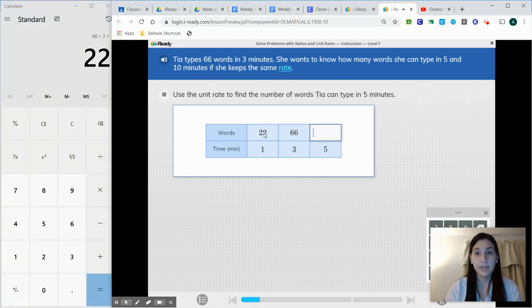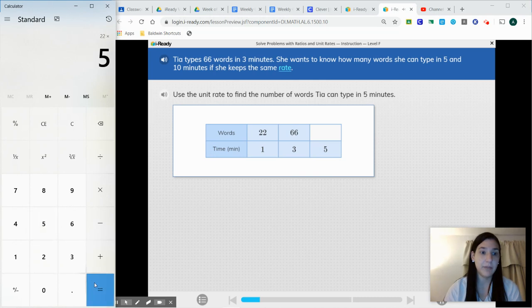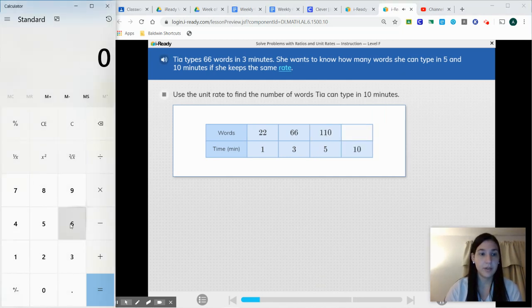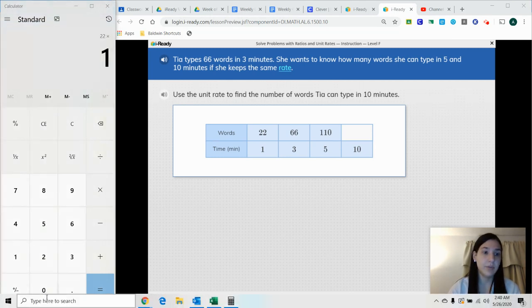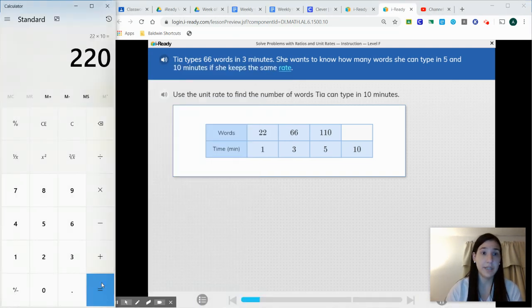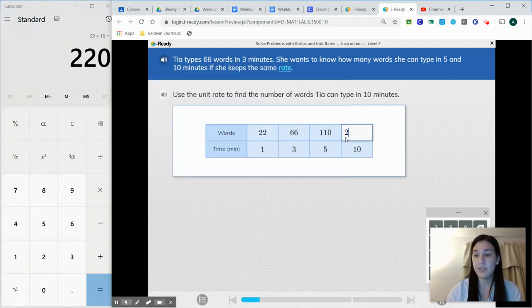Use the unit rate to find the number of words Tia can type in 5 minutes. And now we'll multiply our unit rate by 5 to see how many words she can type in 5 minutes, which is 110 words in 5 minutes. Use the unit rate to find the number of words Tia can type in 10 minutes. And now we'll do 22 times 10, which is some good mental math. We can just add our 0 to the end of that, and we see that it's 220 words in 10 minutes.